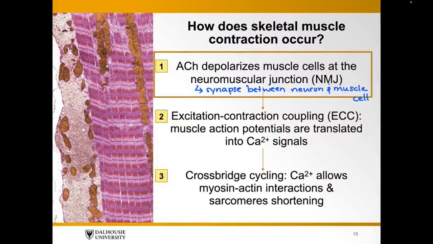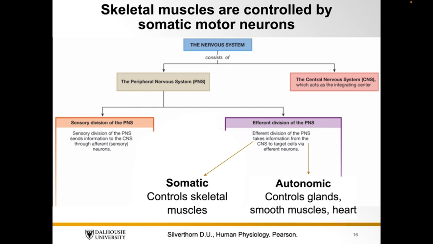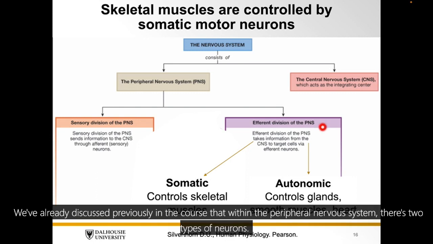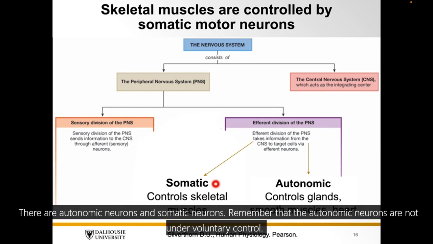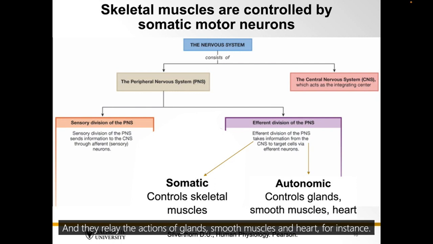So let's dig a little deeper into this concept. So this is a review of the nervous system and how it's organized. We've already discussed previously in the course that within the peripheral nervous system, there's two types of neurons. There are autonomic neurons and somatic neurons. Remember that the autonomic neurons are not under voluntary control, and they regulate the actions of glands, smooth muscles, and heart, for instance. That's in contrast with our somatic neurons, which is what we'll see in this video. The somatic neurons only have one target, and they are skeletal muscles. So all of the skeletal muscles that we have are controlled by somatic motor neurons.